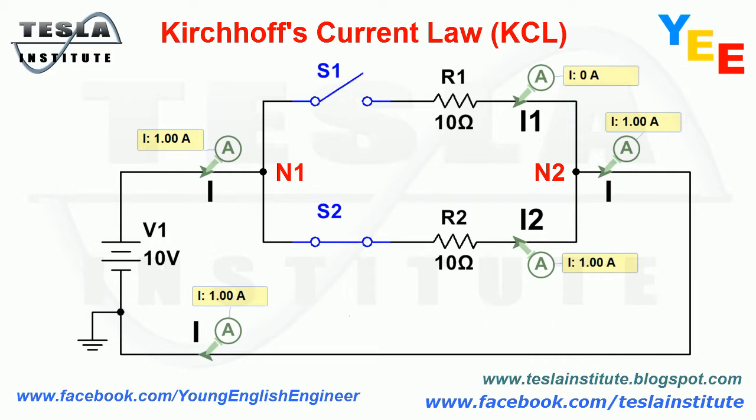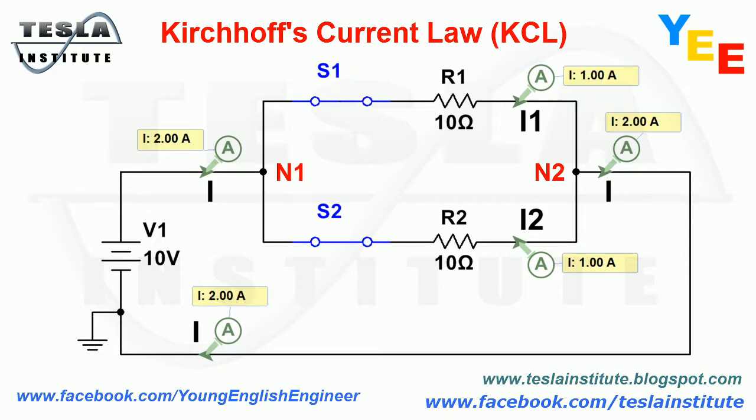Next we open switch S1 and close switch S2. In the closed path with switch S2 we have current I2 with value 1 ampere. At node N1 we have I equals 1, I1 equals 0, and I2 equals 1. So I equals I1 plus I2. 1 equals 0 plus 1, or I plus I1 plus I2 equals 0. 1 plus 0 plus minus 1 equals 0. Same as at node N2. We see Kirchhoff's current law works perfectly.